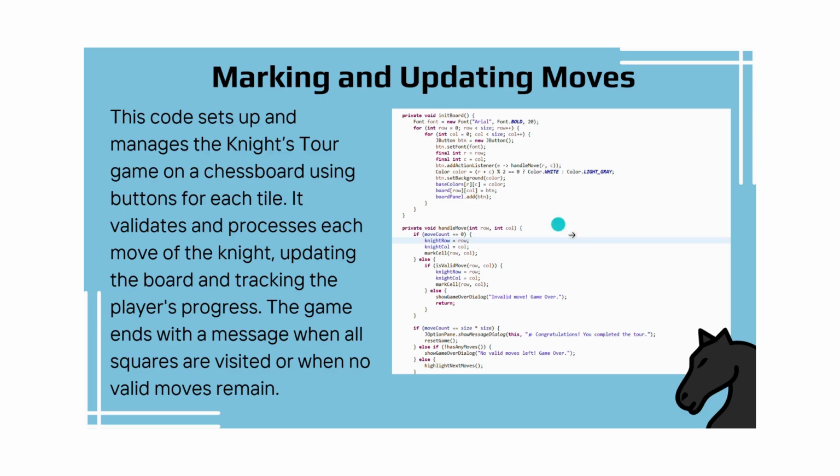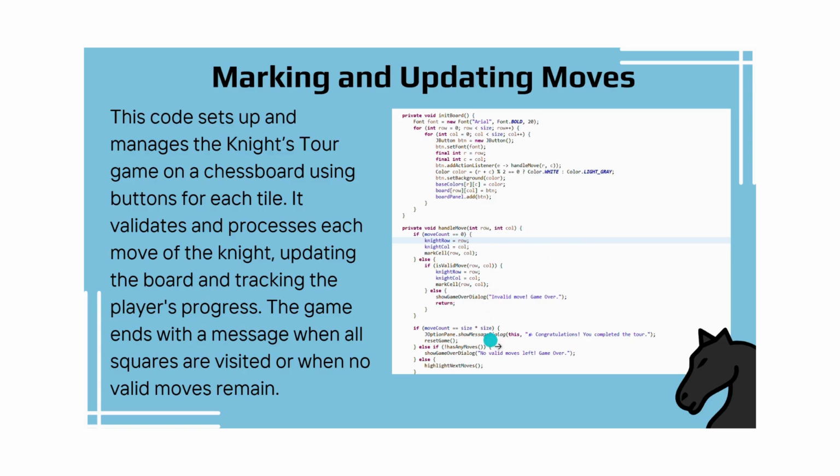So these codes make it possible for the knight to move only in the L shape on the board. It also makes the knight move only once on each tile. The knight can no longer move again on a visited tile, or it will be considered invalid and end the game. So the knight can only move once on one tile. That's what this code does.